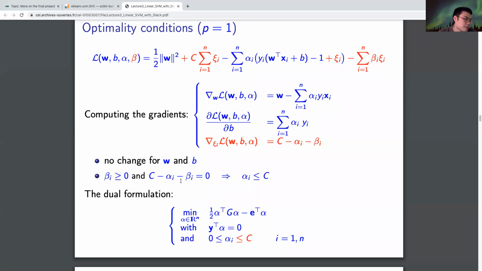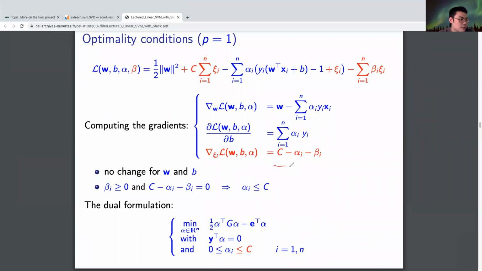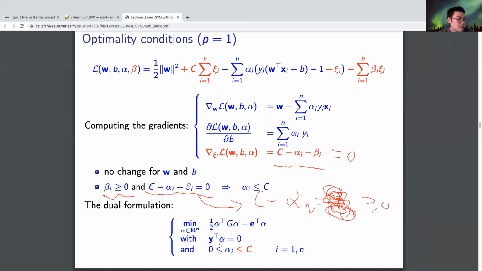In order to do that, we just use this computation. We set this partial derivative to equal 0. What does this mean? This means C minus alpha i is equal to beta i. And we know that beta i is larger than 0, so we can just eliminate it. This basically says alpha i should be less than C. This is the only new thing when you take the partial derivative. Any questions?